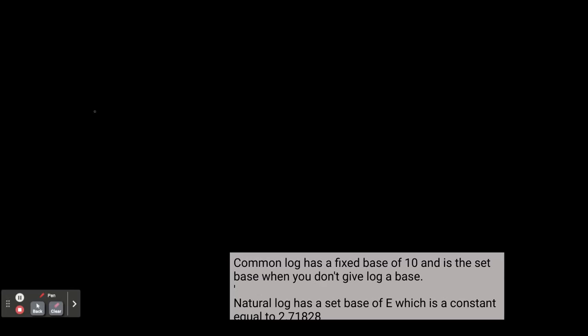What's next on the agenda? We'll be going over common log. There are more than one type of logs. So in common log, every log has a base. In common log, though, the base is set to 10 to work in higher numbers of 10.